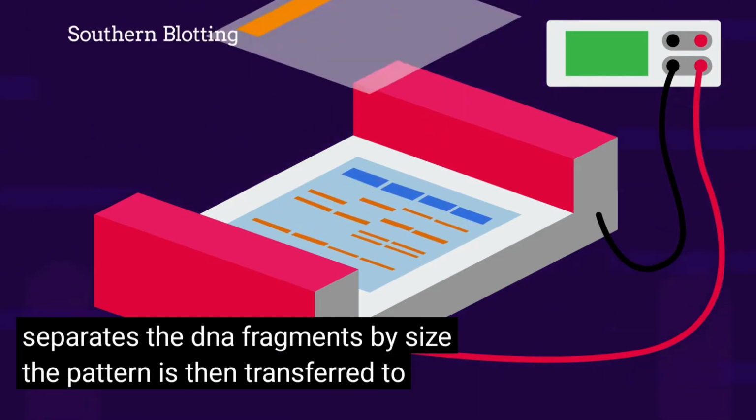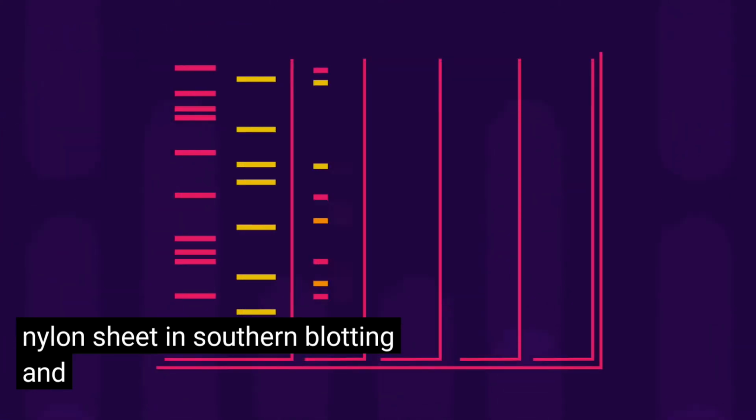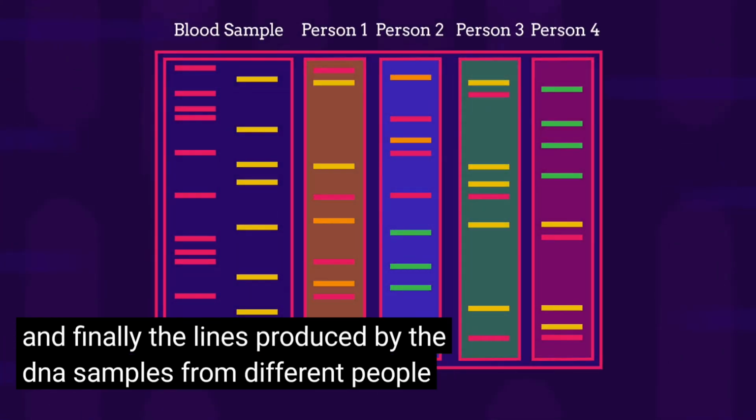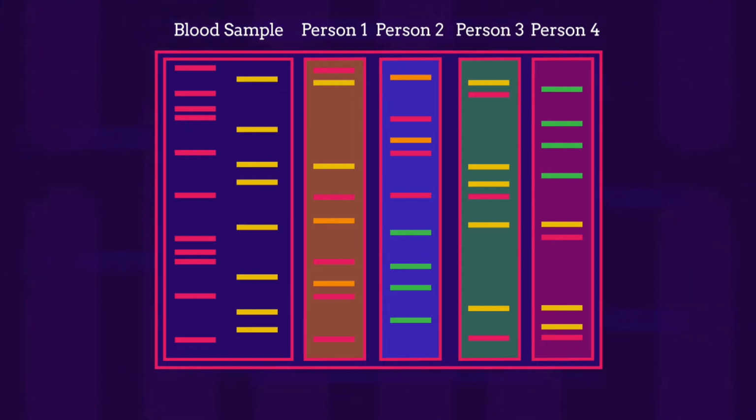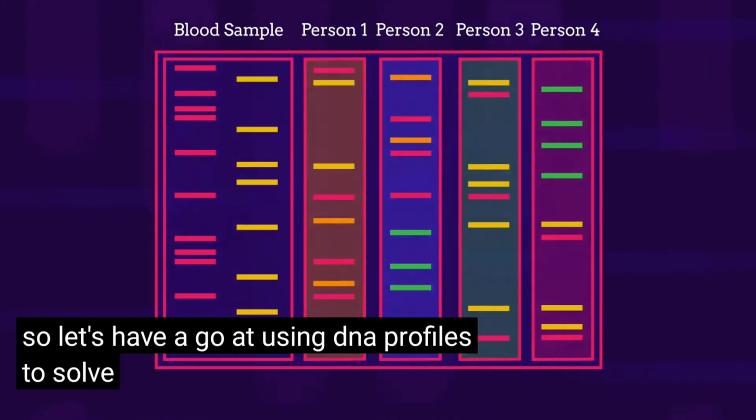The pattern is then transferred to a nylon sheet in southern blotting. And finally, the lines produced by the DNA samples from different people are compared. So let's have a go at using DNA profiles to solve some mysteries.